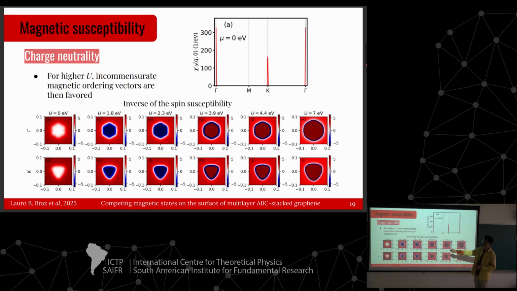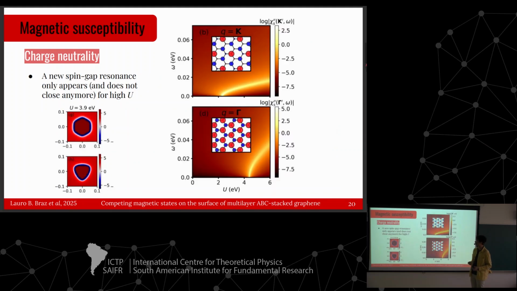And that's actually energetically favorable, as we can see right here. So we take, for example, this case, and we zoom in and we take exactly one value of momentum and see what happens with the susceptibility. It starts out really, really small, and then at a certain critical Hubbard U, it diverges. This divergence produces a resonance that never closes as U increases. So this is robust against electron-electron interactions.